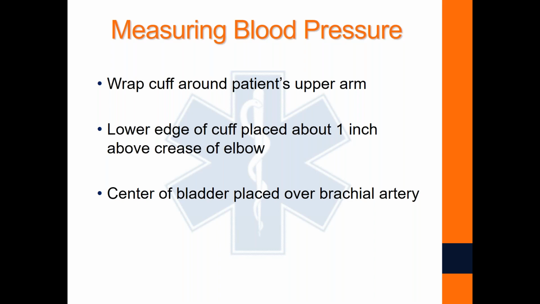We're going to wrap that cuff around the patient's arm pretty tight. We want it to wind up probably about 1 inch above the patient's crease of the elbow. We want the center of the blood pressure cuff over our patient's brachial artery. Remember, we can palpate those arteries and start to feel a pulse before we blow the blood pressure cuff up, so we'll know where to put our stethoscope.